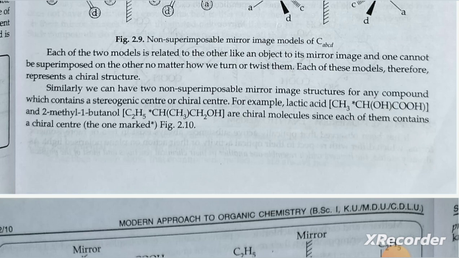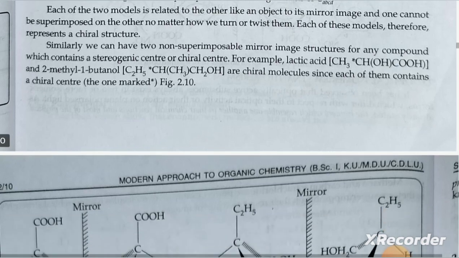Similarly, we can have two non-superimposable mirror image structures for any compound which contains a stereogenic center or chiral center. For example, lactic acid and 2-methyl-1-butanol are chiral molecules since each of them contains a chiral center, the one marked with an asterisk, figure 2.2, figure 2.10.